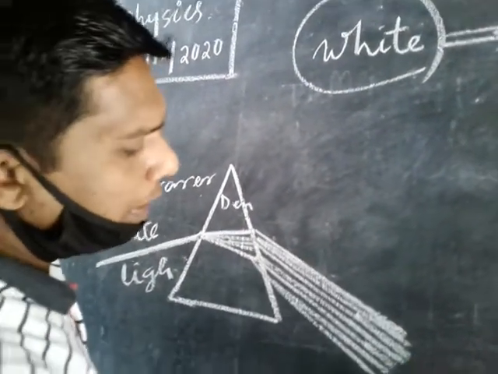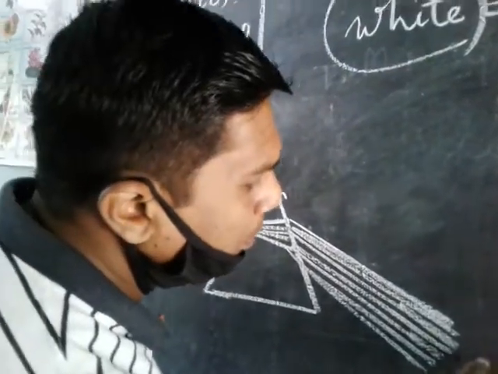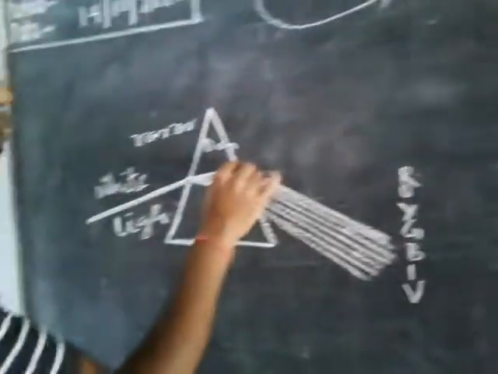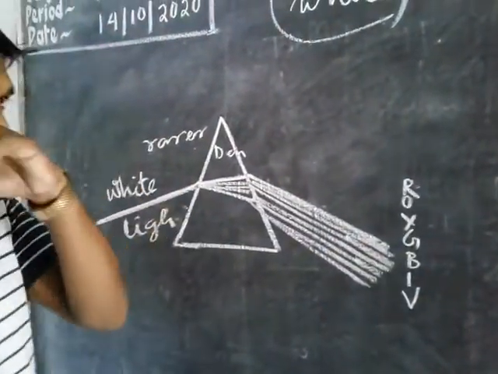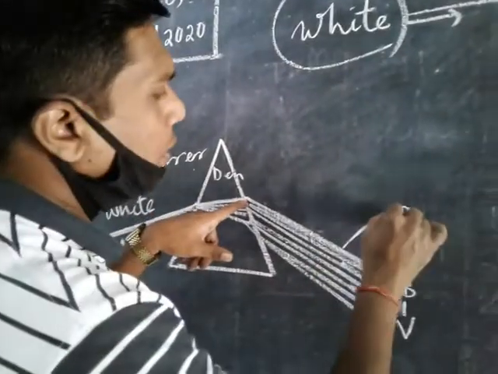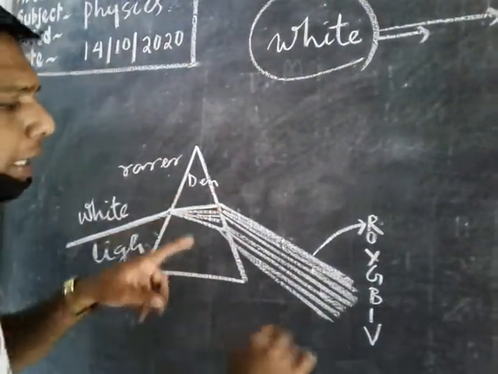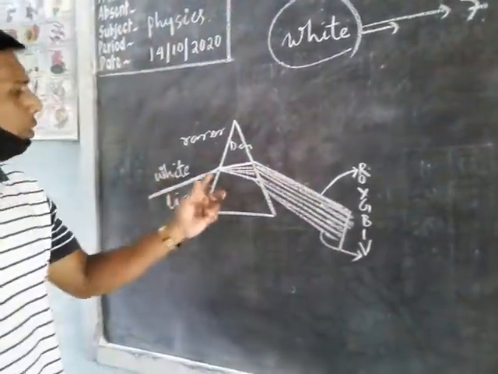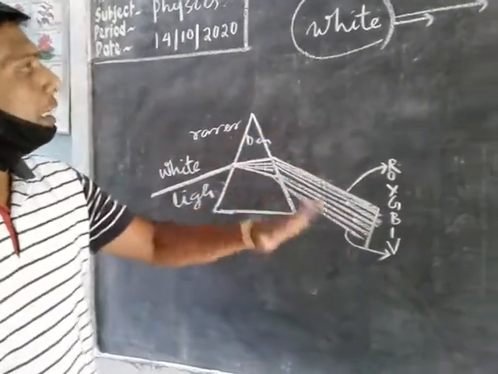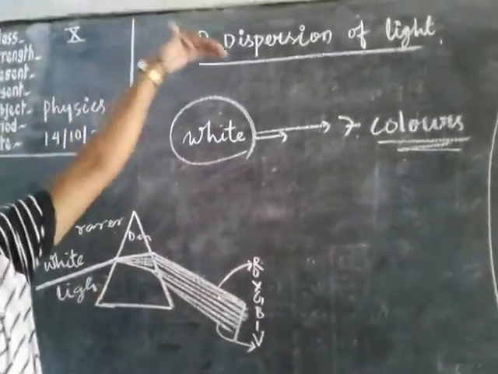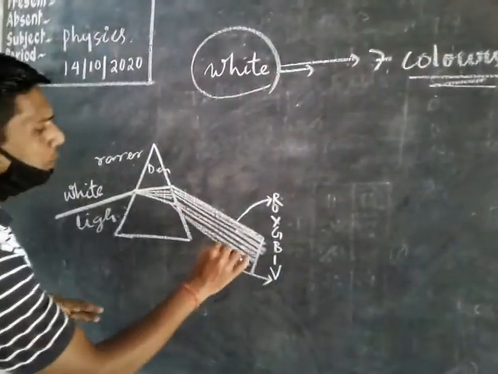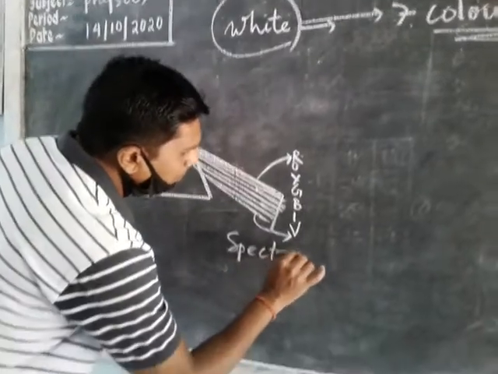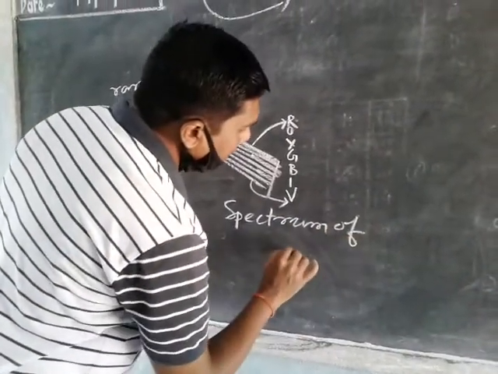So the first one is which one? It is like this. That means the minimum bending of light is which one? Red color light bends minimum, and violet color light bends maximum. So when white light is split into different colors, that is known as dispersion of light, or it is also known as the spectrum of light.